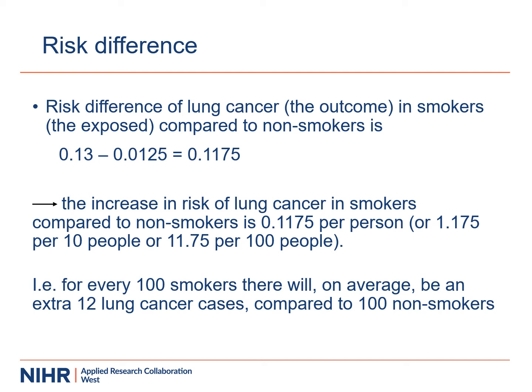And this makes sense because we had a risk of about 13% in smokers, which is 13 in 100, and approximately 1% in non-smokers, which is 1 in 100. So you can see that that's a difference of approximately 12 per 100 people.